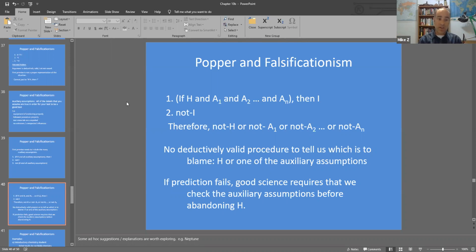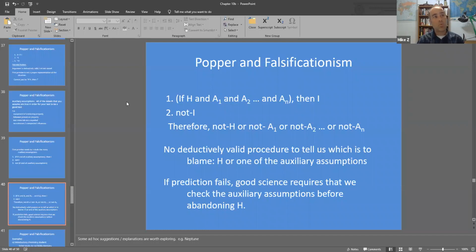And so if the prediction fails, then a good scientist, rather than just immediately jumping to rejecting their hypothesis, will first check all of their auxiliary assumptions as best they can to see if one of those turned out to be false in some relatively straightforward way. How do you check all those auxiliary assumptions? You need to test them. And so you're right back into this process of testing again. And so you're gaining evidence in favor of the auxiliary assumption being true, or evidence in favor of the auxiliary assumption being false. And that's back to induction.